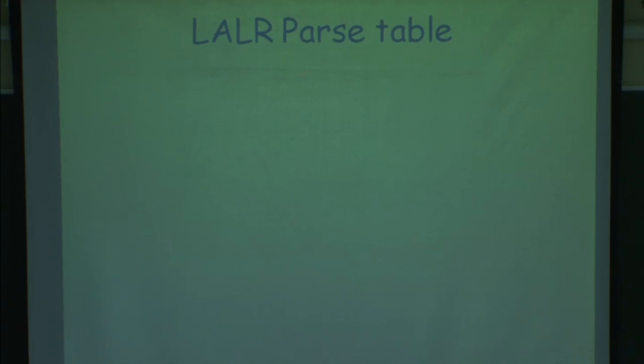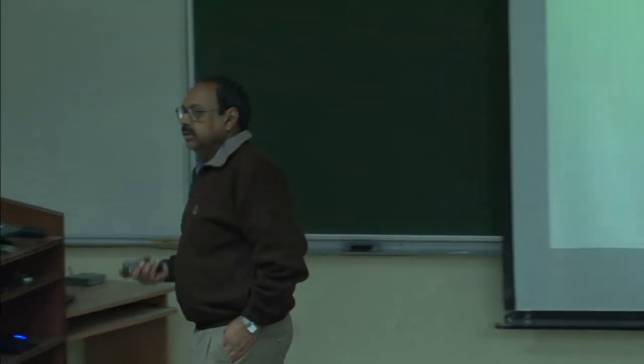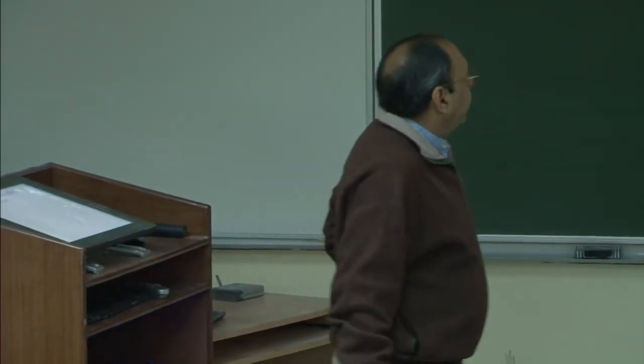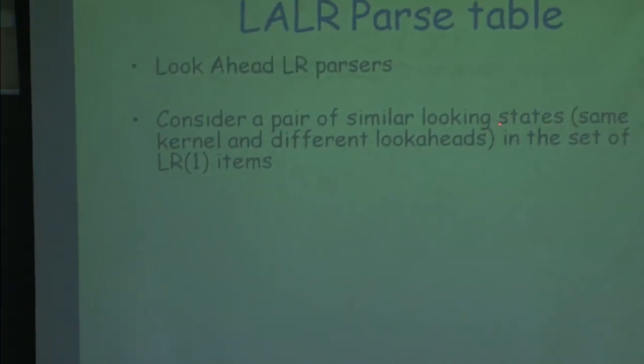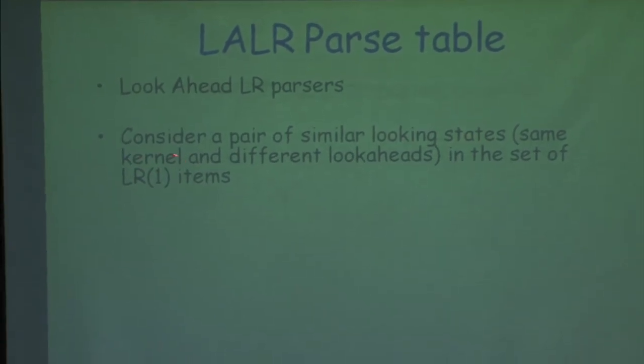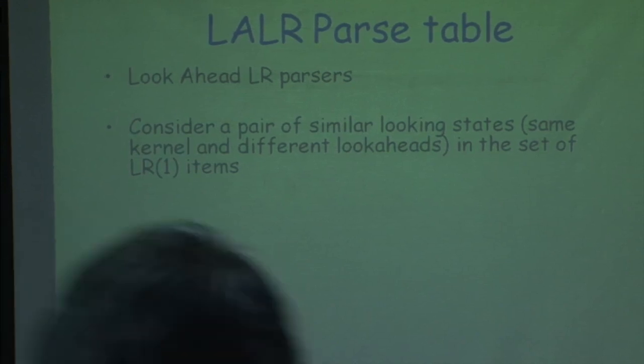Now the LALR word comes from look ahead LR. It's not clear by look ahead because everything is look ahead, but this is the name which was given to it historically, so this is what we follow, and this has not been explained in literature. So what is the difference here, why is it called look ahead? What we do here is that we look at similar looking states, and when we say similar looking state, what that means is the states which have the same kernel but different look aheads, in LR1 items, and then we try to merge them.